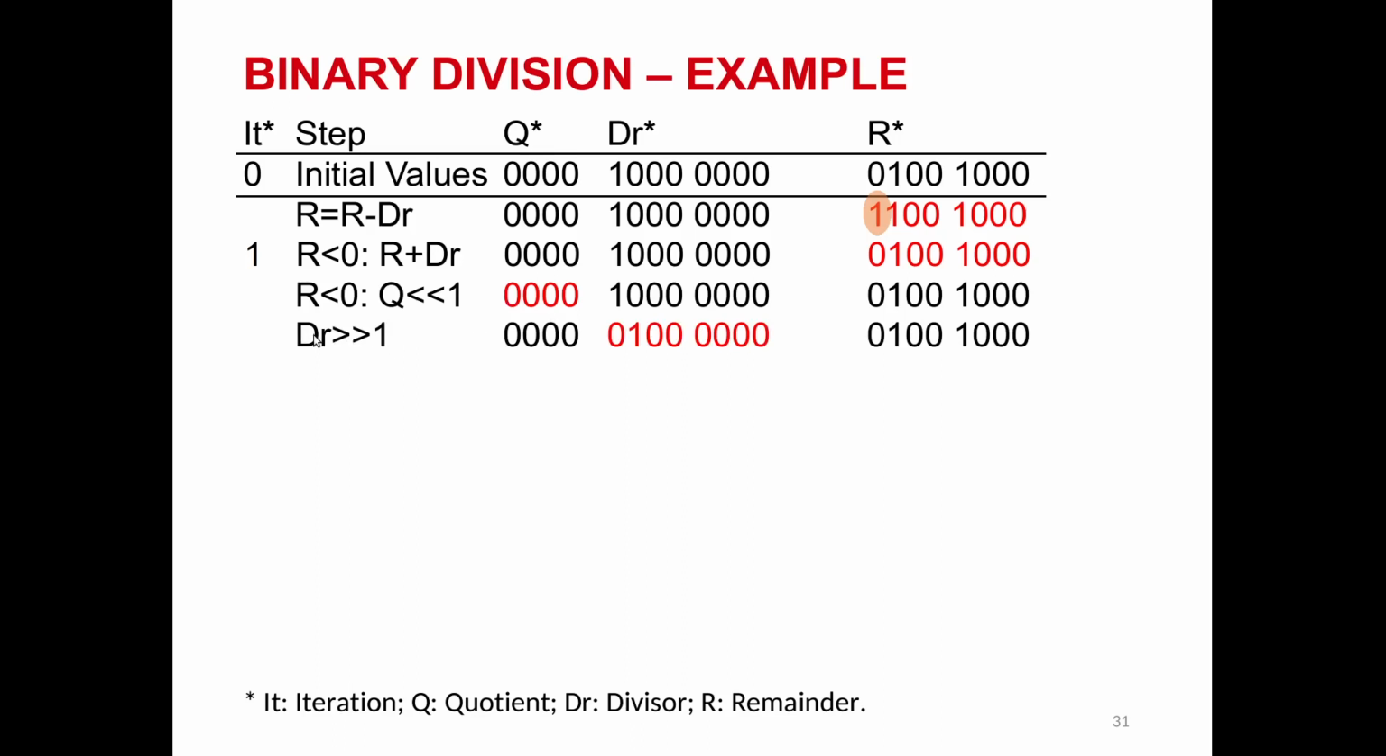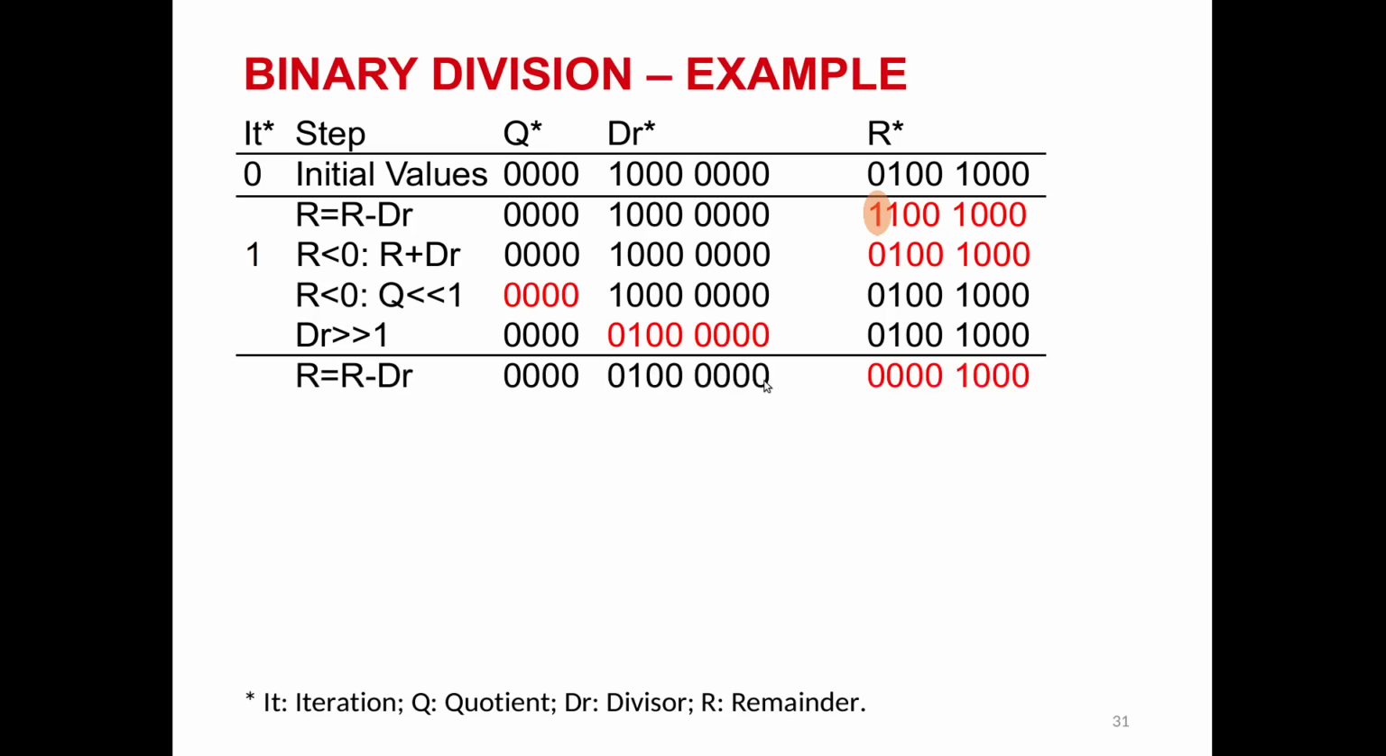We know that in our algorithm we will need to shift the divisor 1 bit to the right, and so this value 1 0 0 0 0 0 0 0 will be shifted 1 bit to the right, and it changed to 0 1 0 0 0 0 0 0, and so we finish our first step. At the second step, we will do the same.